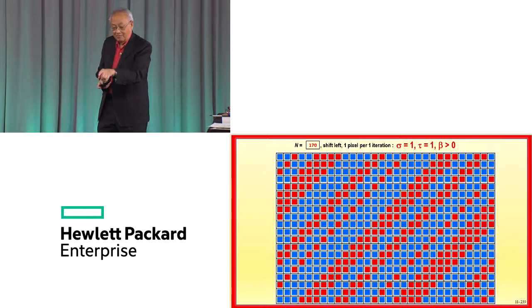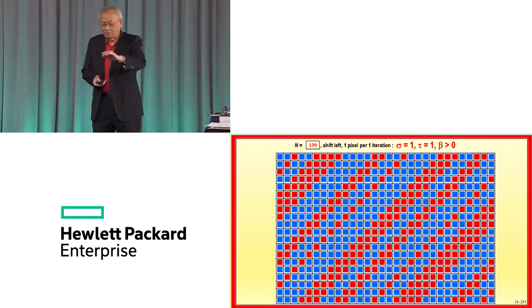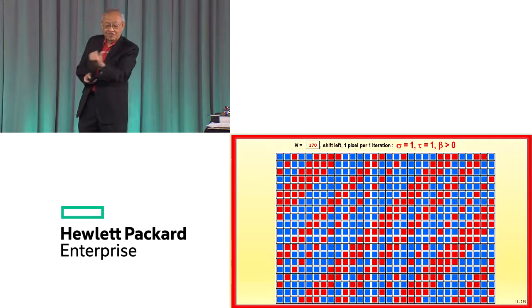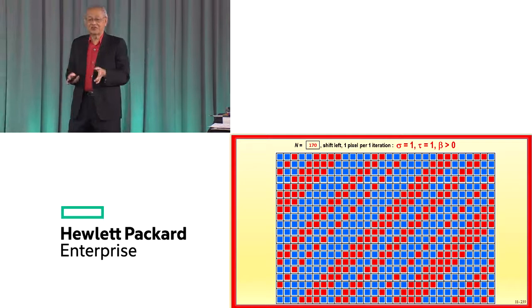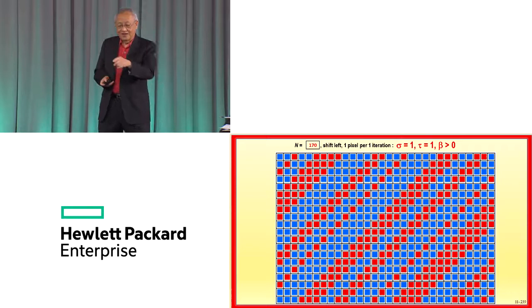This is one of those oddball rules, by the way, that there's no transient. So you can start anywhere. Focus on one row, and the next row is exactly obtained by shifting the upper row one bit to the left. Every one of them. It's that simple. Kid stuff, okay? So sigma plus 1 means you shift one bit to the left, and tau equal to 1 means you do it every iteration.